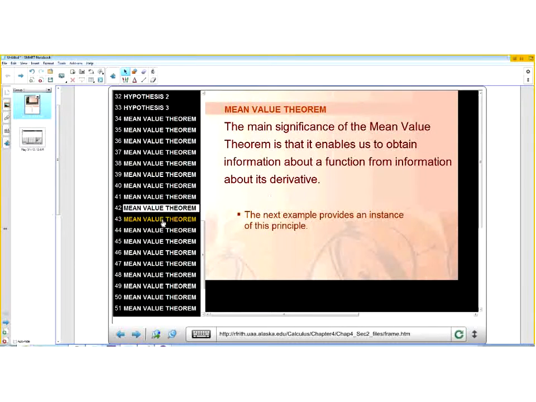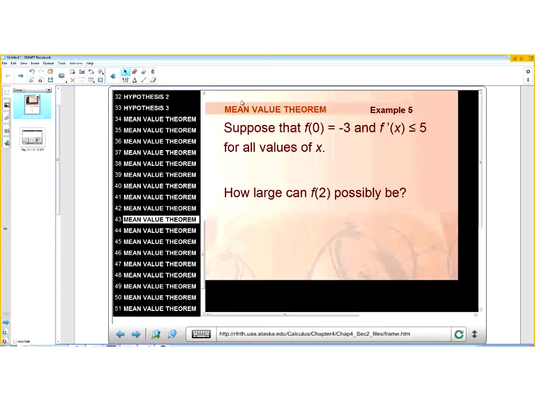Let's see what the next example is. Suppose that f of 0 is equal to -3 and f prime of x is less than or equal to 5 for all x. How large can f of 2 be? And of course, we don't know what f is. All we know is these constraints for the function.